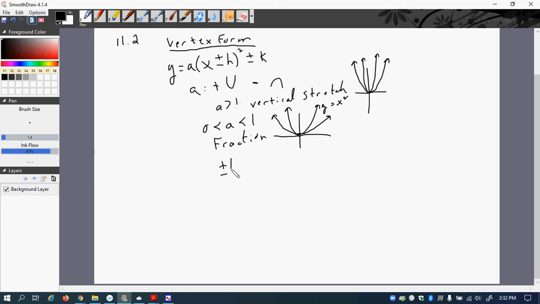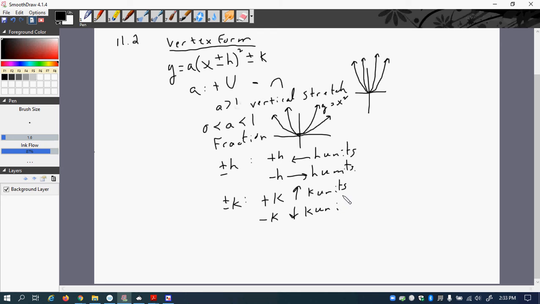The plus or minus h. The plus h just means that it's going to move to the left h units, and if it's negative h, it's going to move to the right h units. The plus or minus k: the plus k moves the parabola up k units, and the minus k moves it down k units. So now we know what everything does in the particular equation.